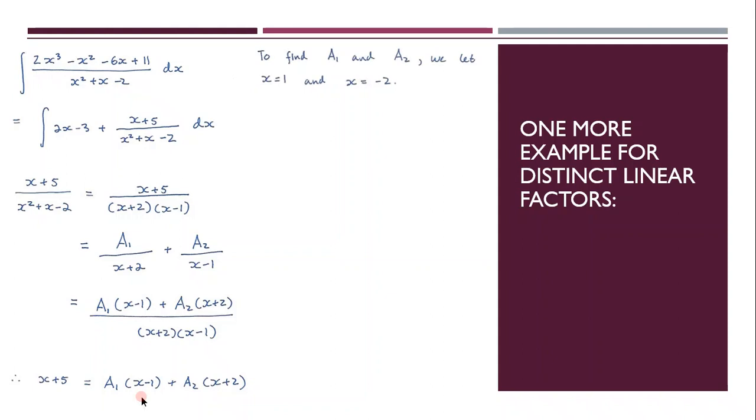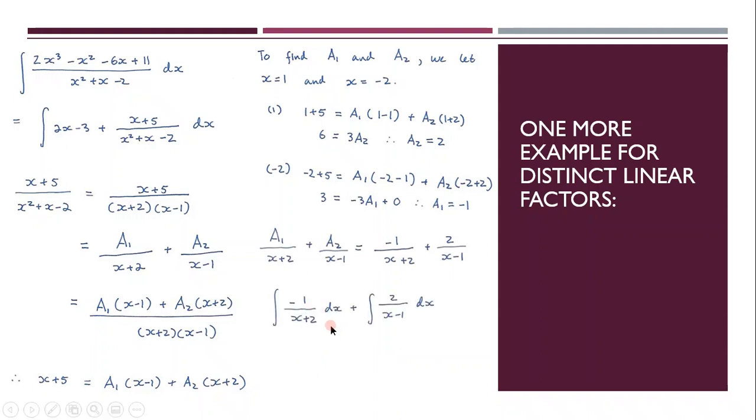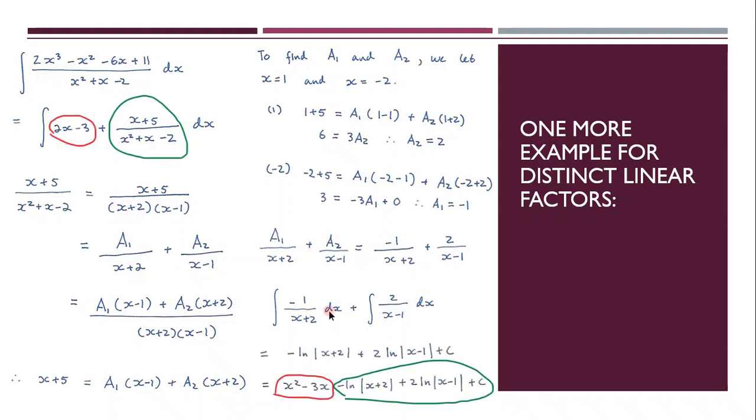And then to find a1 and a2, we let x equal 1 and x equal minus 2 to cancel them out, and then we can find that a1 is minus 1 and a2 is 2. So this is our partial fraction, and then of course the integral of these functions is a logarithm, and there you go. Don't forget to put this back in over here.